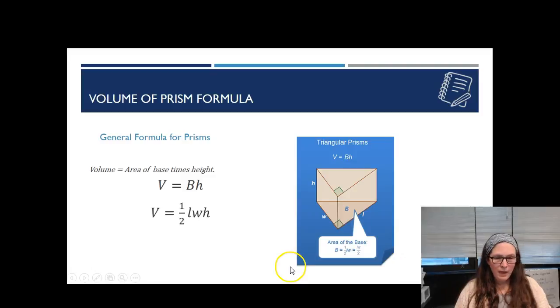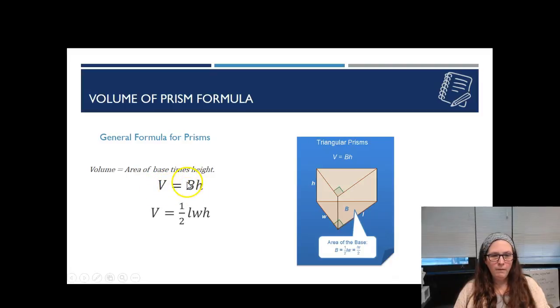If we're looking at a triangular-based prism, then we use the same setup, which is the area of the base, capital B, times the height. Now, in order to find the area of this base, which is a right triangle, we need to take 1/2 the length times the width, or the length times the width divided by 2. It's the same math. So once we find the area of that base, once we find capital B, we multiply that by the height.